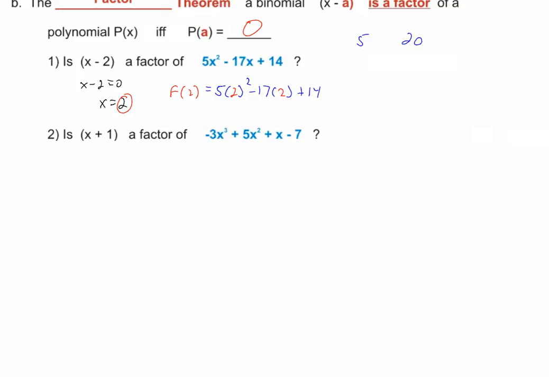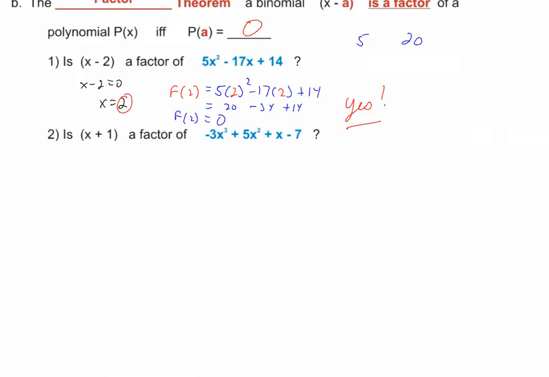All right, order of operations. 2 squared is 4, and then 4 times 5 is 20. Negative 17 times 2 is a negative 34, plus your 14. And therefore, f of 2 is 0. And we can therefore say, yes, it's a factor because the remainder is 0. And this is what we're after. We need to find the factors. Again, why do we want the factors? Because the factors give us the zeros of the polynomial, and those are the key points.